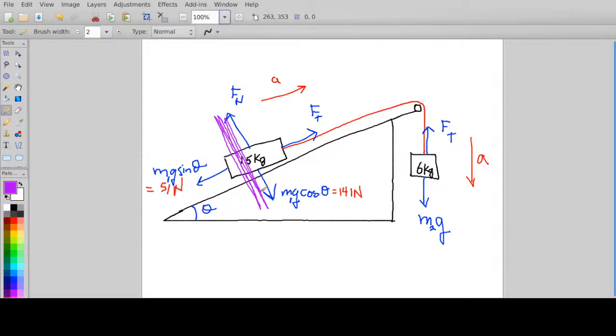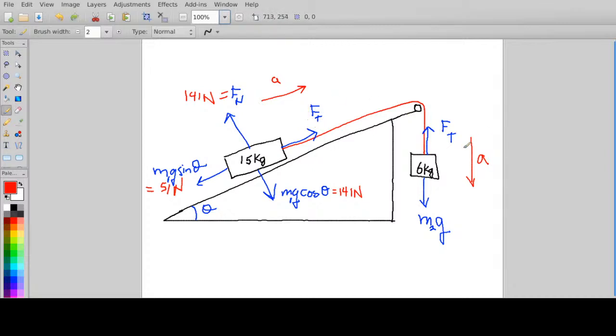Okay, and now we can conclude that Fn, see these two have to compete against one another, the mg cosine theta and the Fn, and neither can win. Otherwise, it's going to accelerate in the wrong direction. So that Fn, let's switch to red here, must also be 141 newtons like that. Okay, and the Ft we just don't know right now.